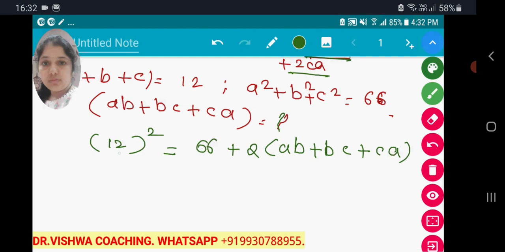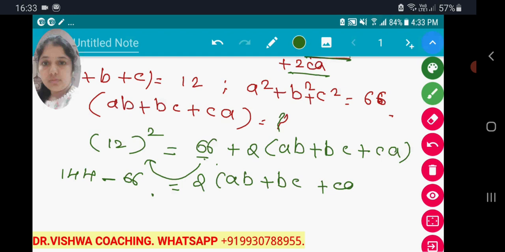Now 12 square is 144. This 66 is in addition here. When it comes to this side of the equal to sign, it becomes negative. So minus 66 is equal to 2 into (AB plus BC plus CA). Now subtract 66 from 144. We get the answer as 78.